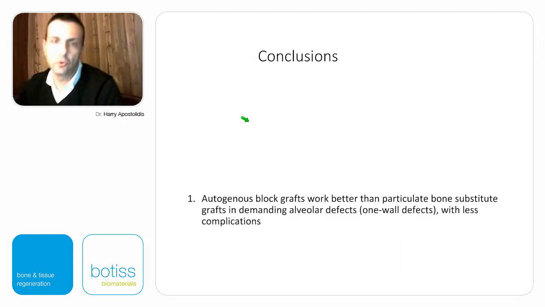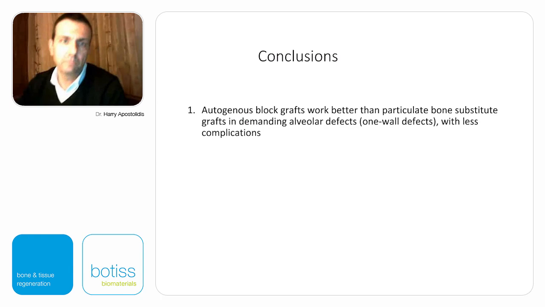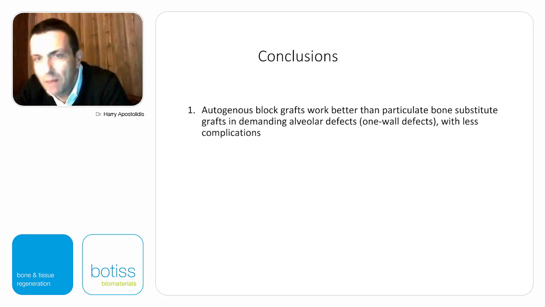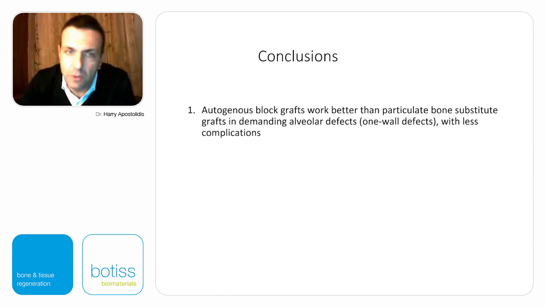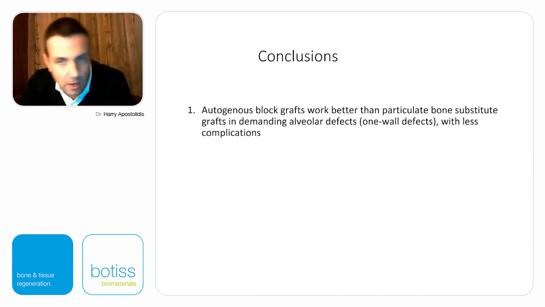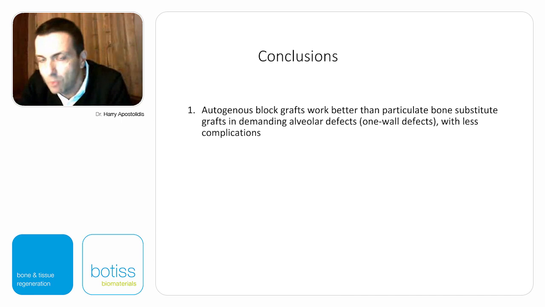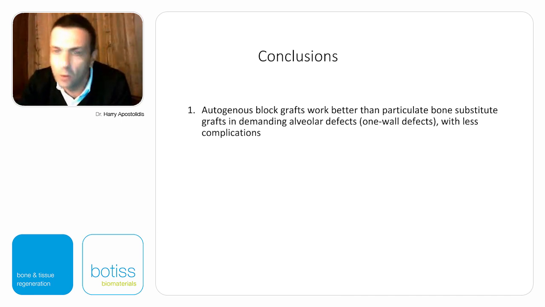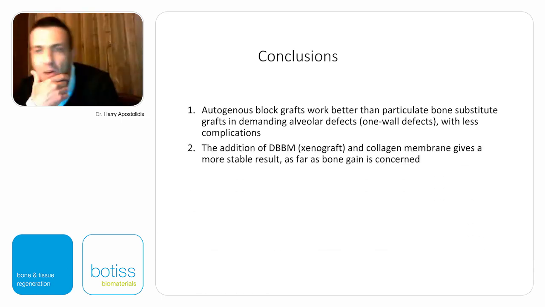And to conclude, autogenous bone grafts, I hope I've showed you that autogenous block grafts work better than particulate bone substitute grafts in demanding alveolar defects, and that's basically one-wall defects with less complications. If you have like a 2-wall or a 3-wall defect, especially with a 3-wall defect, you can go ahead and use particulate graft, especially if it's a small one. But if you have big defects, 1-wall defects, you're better off going with an autogenous bone block with xenograft and membrane.